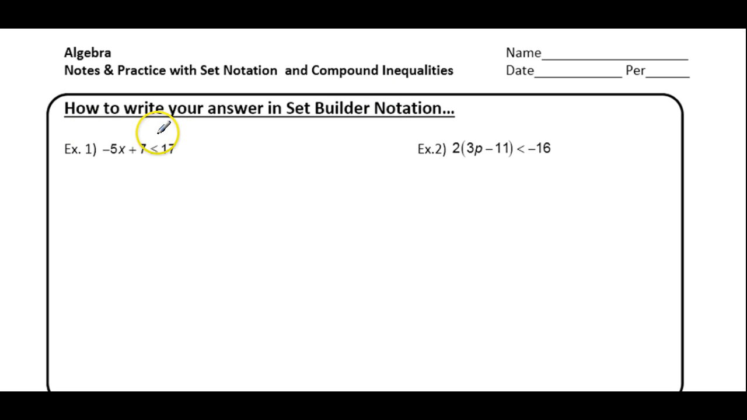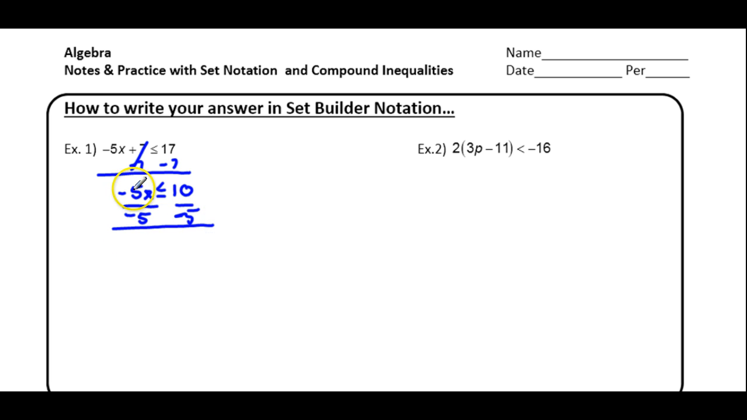Example 1, so let's just practice set builder with a regular inequality. Negative 5x plus 7 is less than or equal to 17. To solve that, we're going to isolate the x. First, subtract 7 from both sides to get rid of the plus 7. Now we have negative 5x, bring down your less than or equal to sign, 17 minus 7 is 10. Last step, to get the x by itself, negative 5 times x, the opposite is to divide by that same negative 5.